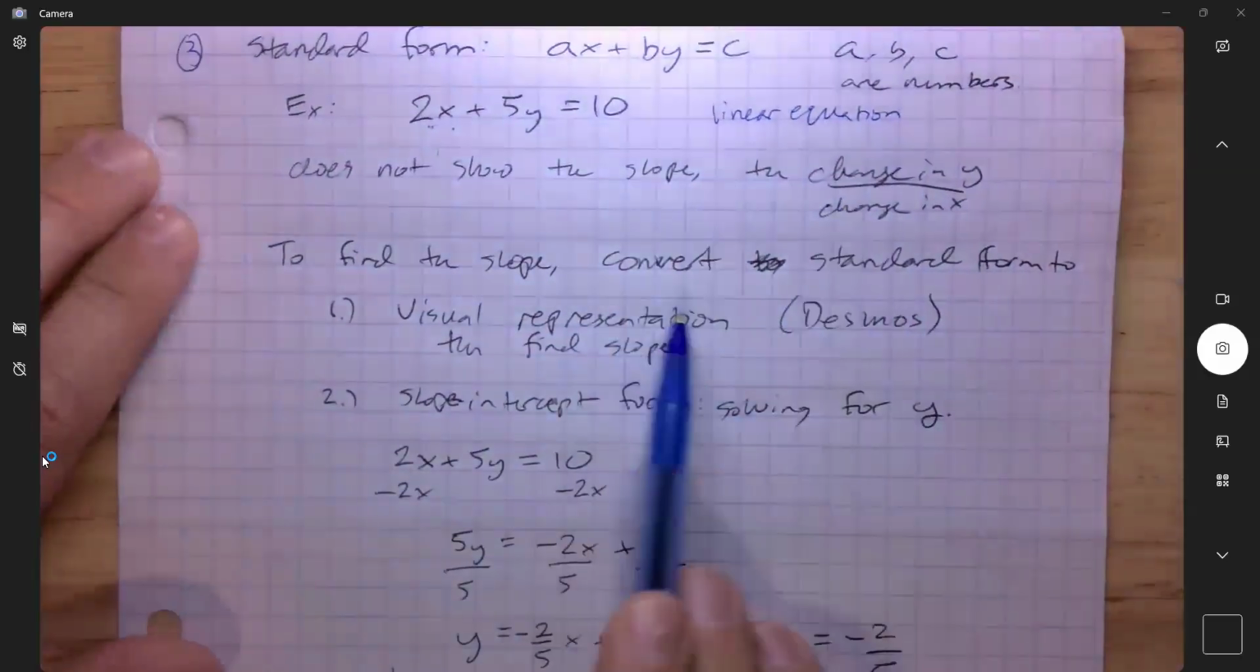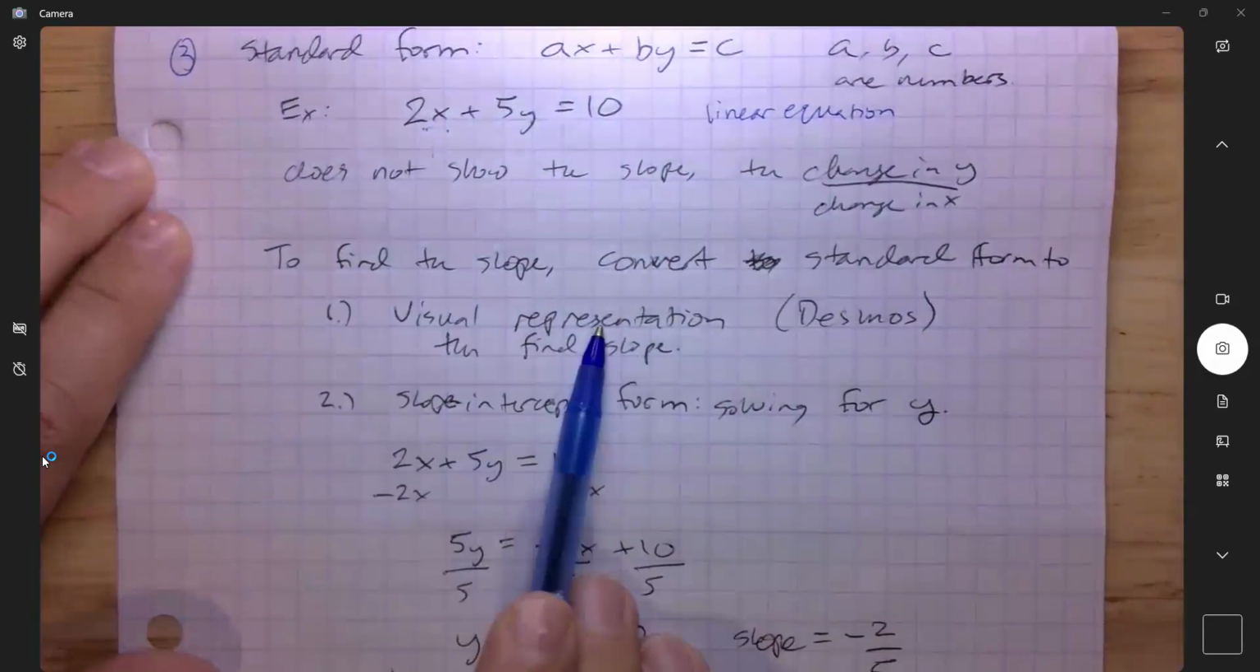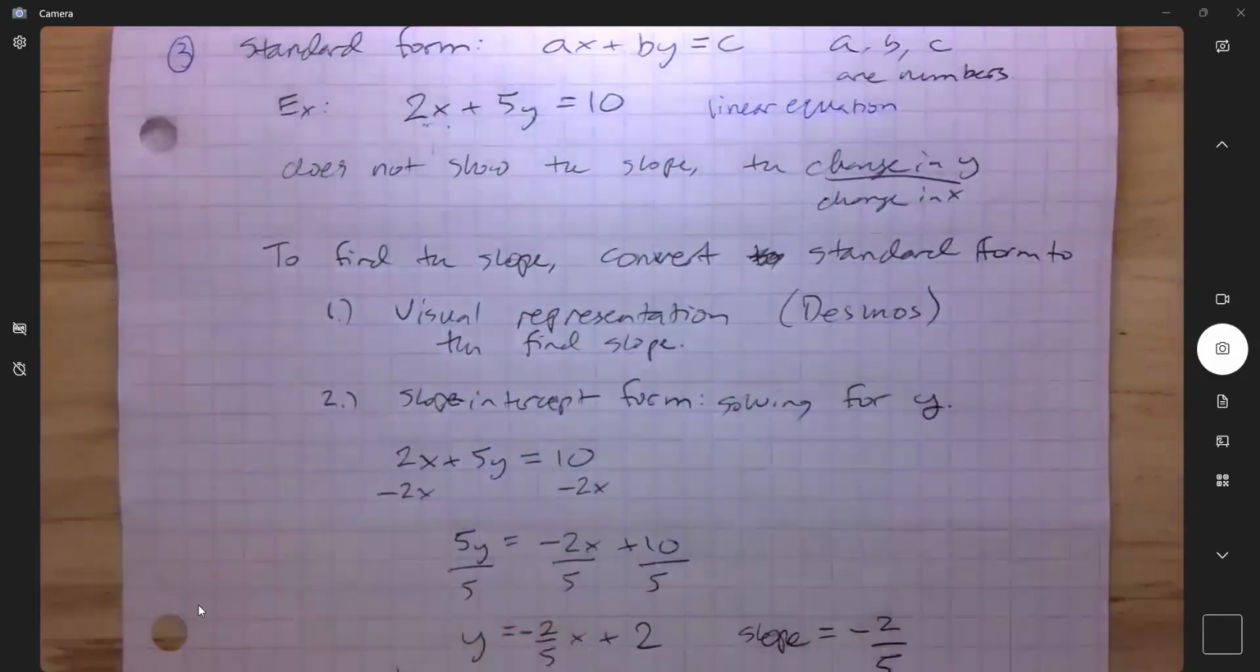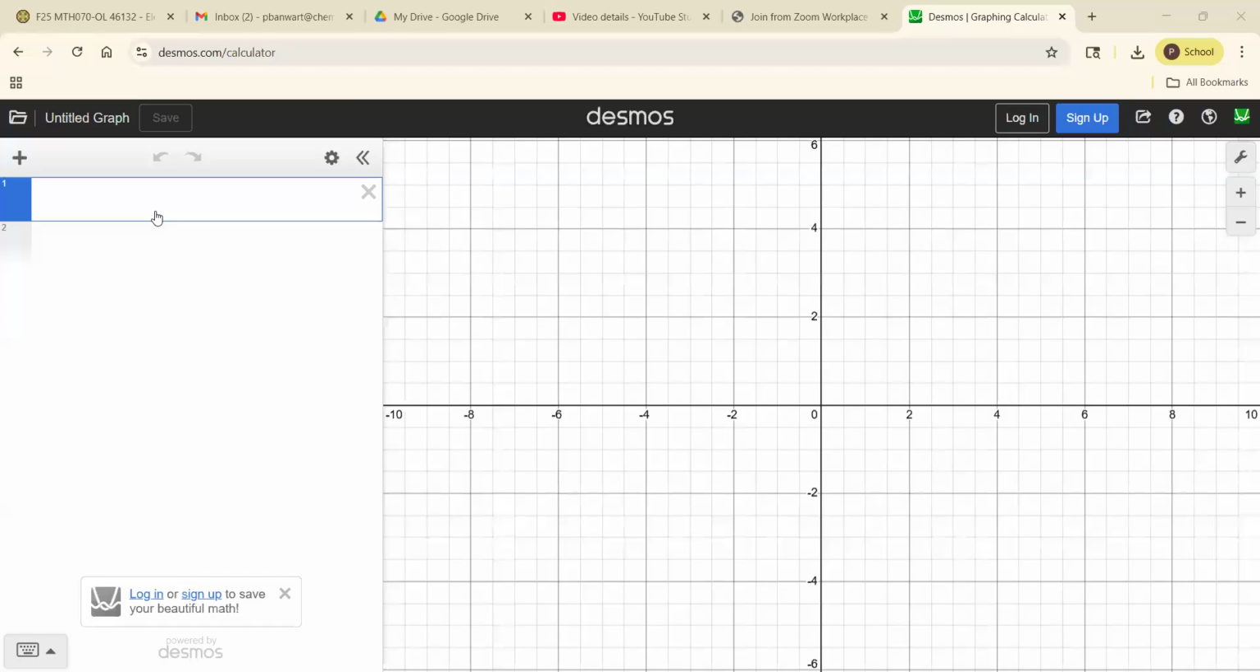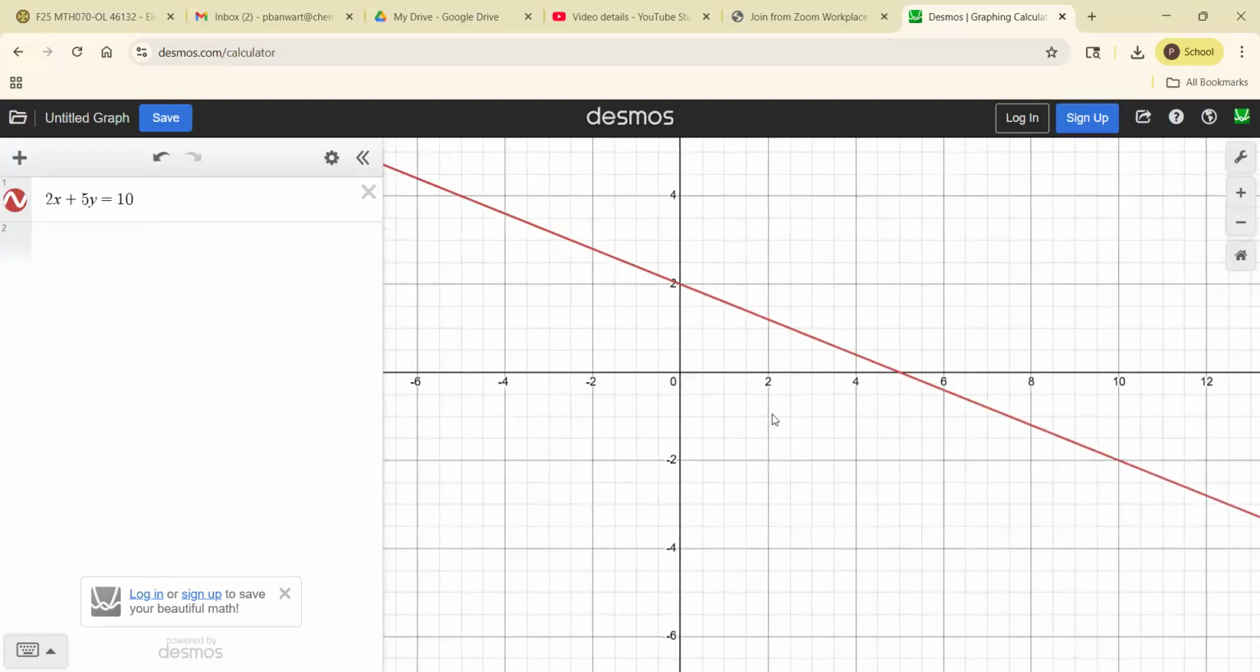And I like to convert it to a visual representation. In Desmos, it's really easy to convert standard form to a visual graph. So I'm going to show you how to do that. Here we are with Desmos, and all you have to do with the standard form equation is just type it in, and there it is. There's our graph. Now I can use my graphical skills. I've got a couple points on here that are really easy to find. So change in y over change in x. Well, y goes down 2 when x goes up by 5.